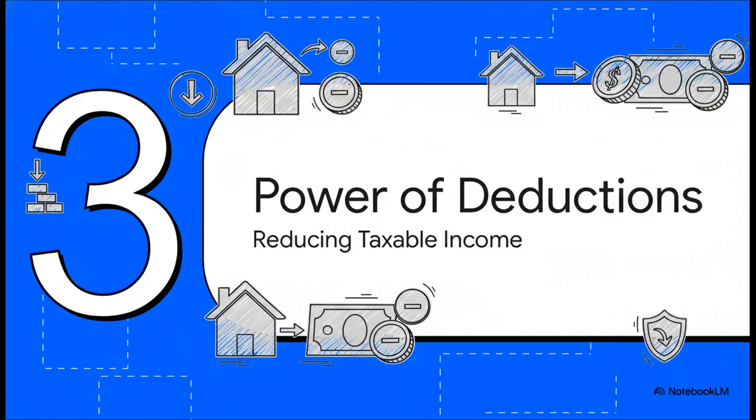Okay, so we figured out the net annual value. But we're not done yet. Now comes the really good part, deductions. Section 22 gives us some powerful tools that let us reduce that NAV even further, which means, of course, a lower tax bill. Let's see what they are.